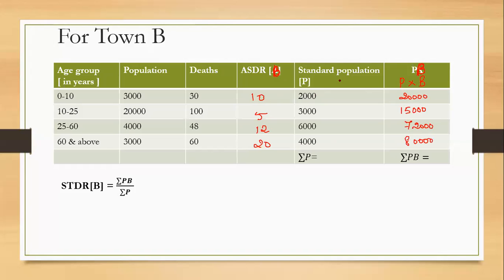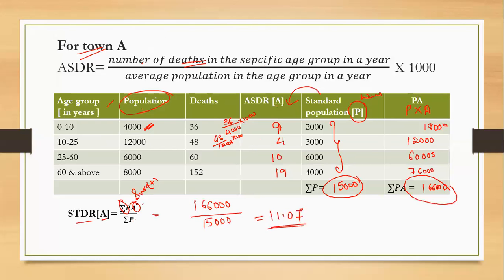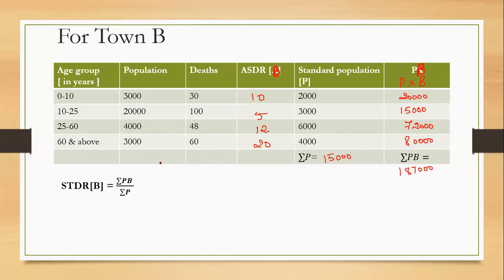Find the total of this. Standard population, summation P. What is the total? It is the same as before, 15,000. What is the total of PB? I'll write it here: 1,87,000. Correct. Now again apply the formula. For town A you considered A, so here consider B. Summation PB is 1,87,000 divided by 15,000. Where is 15,000 from? Summation P. What is the answer? 12.46.